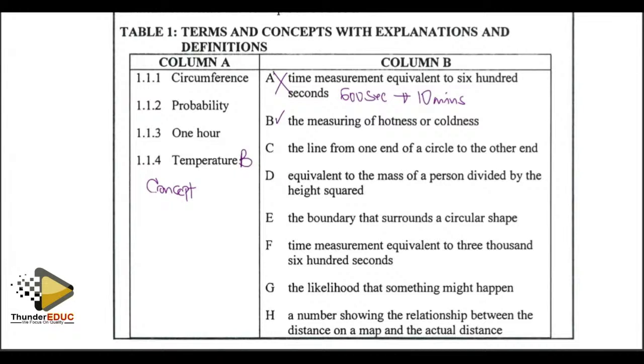The line from one end of the circle to the other end. This could be diameter, so it's not there. An equivalent to the mass of a person divided by the height squared. This is not there, but we know it as BMI. Hotness and coldness is a temperature. That's why when someone's hot, we use the temperature, and also when cold, we use temperature, degrees.